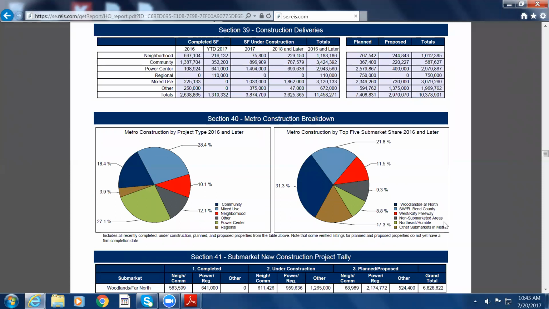Yeah, so it's a good amount. It's 10.1% based on our analysis of neighborhood shopping centers, mixed use over 28%. So it's just to your point, really clearly a lot of activity there.